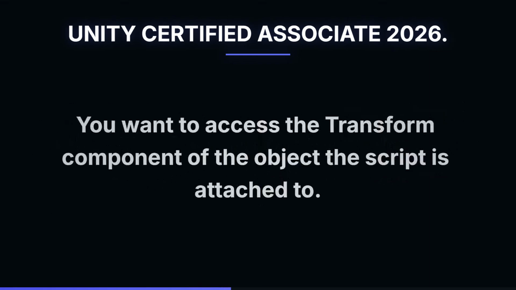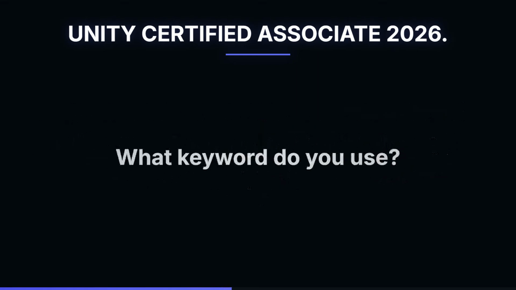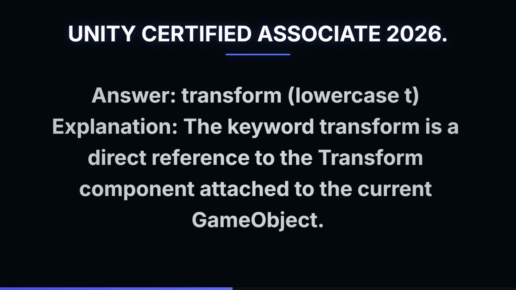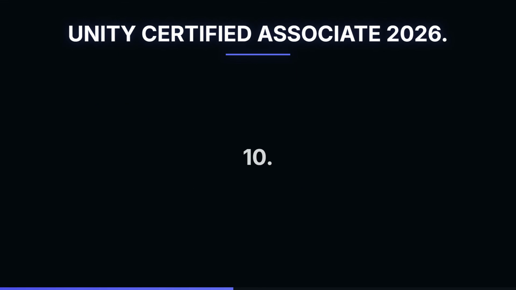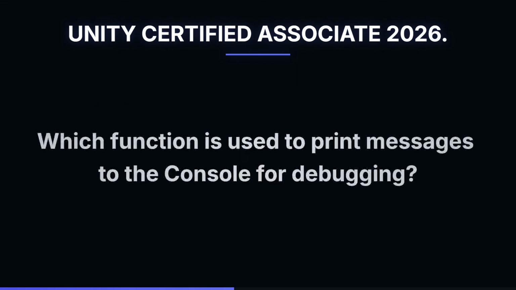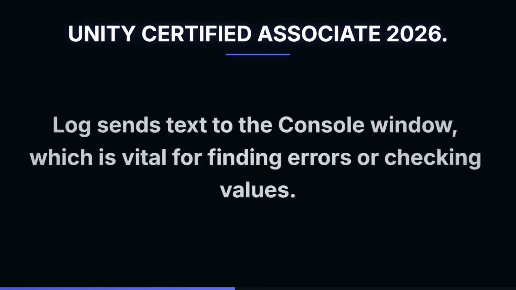9. You want to access the transform component of the object the script is attached to. What keyword do you use? Answer: transform, lowercase t. Explanation: the keyword transform is a direct reference to the transform component attached to the current game object. 10. Which function is used to print messages to the console for debugging? Debug.Log sends text to the console window, which is vital for finding errors or checking values.